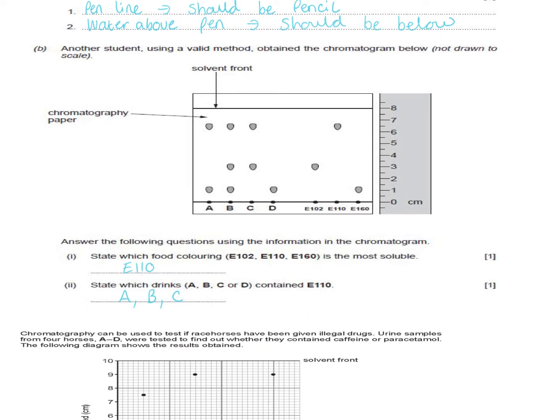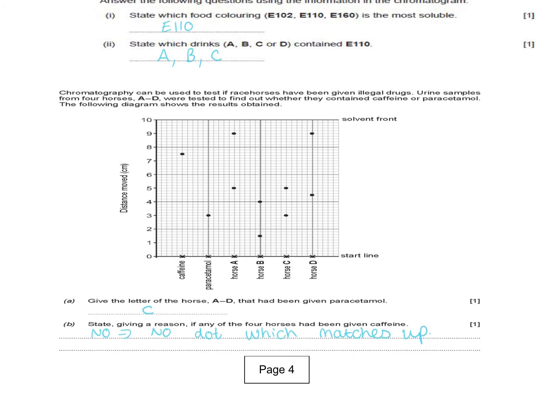State which food colouring is the most soluble, so the one that travelled the furthest, so that's going to be E110. State which drinks A, B, C or D is contaminated, so that was A, B, and C. Then it says give a letter of the horses that's not been given paracetamol, so nice easy question. Draw along, match up, so horse C has been given paracetamol. Looking then at the caffeine, none of the horses have been given caffeine because none of the dots match up.